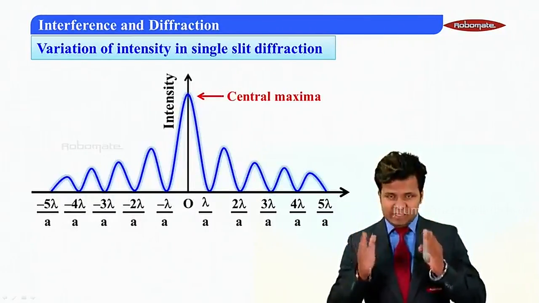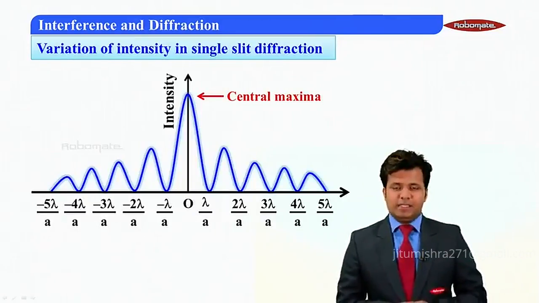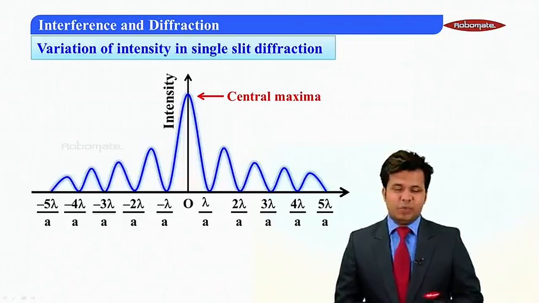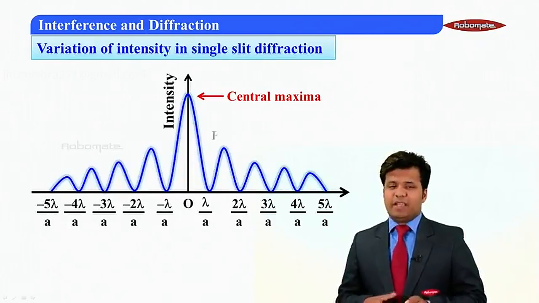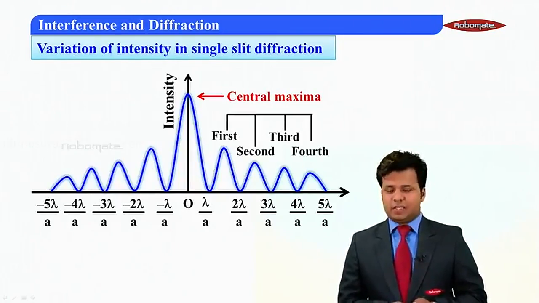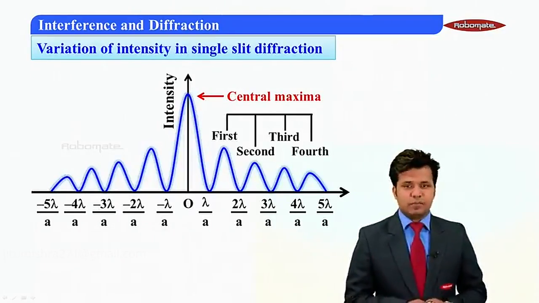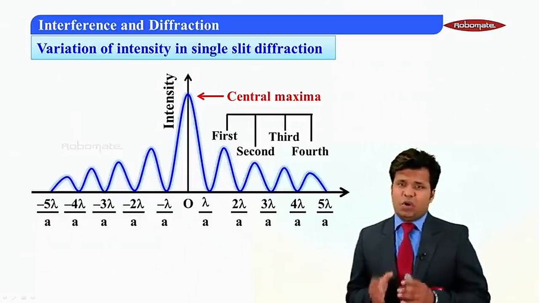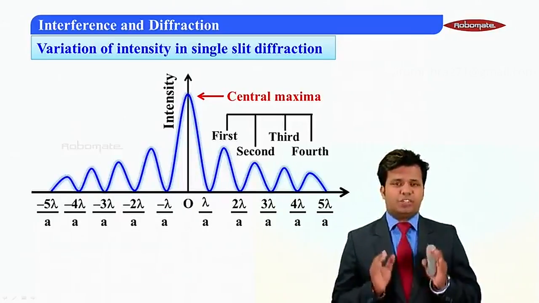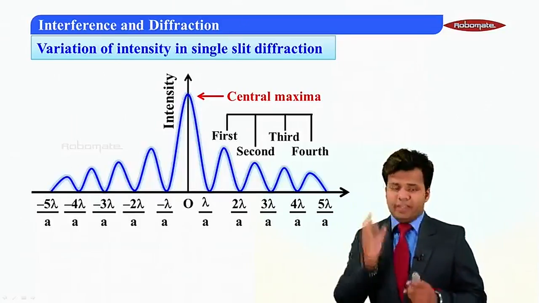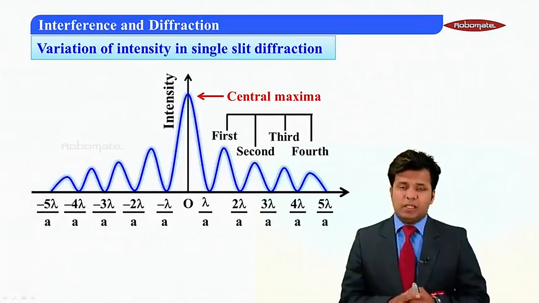The exact center point is nothing but the central maxima, which has the largest width. Right, students? And we can see after that there are first, second, third and fourth maximas and minimas respectively. So students, this is what we have in our diffraction pattern. But this diffraction pattern is of a single point, which is quite visible.